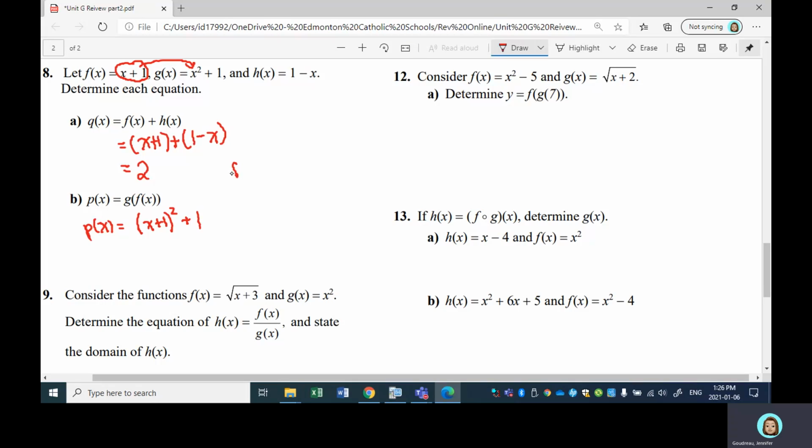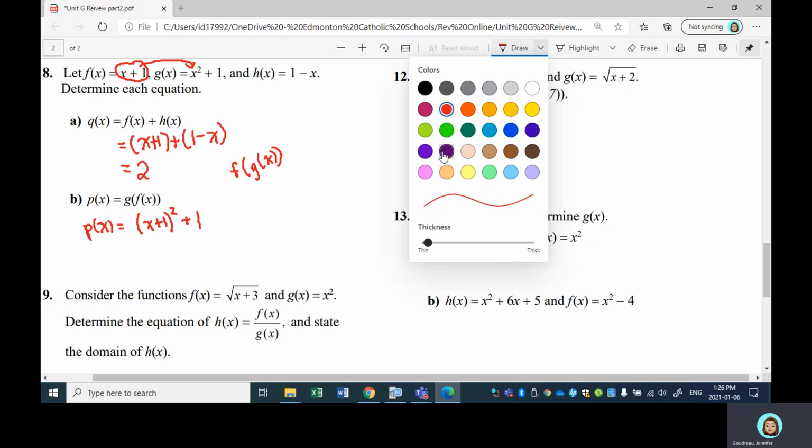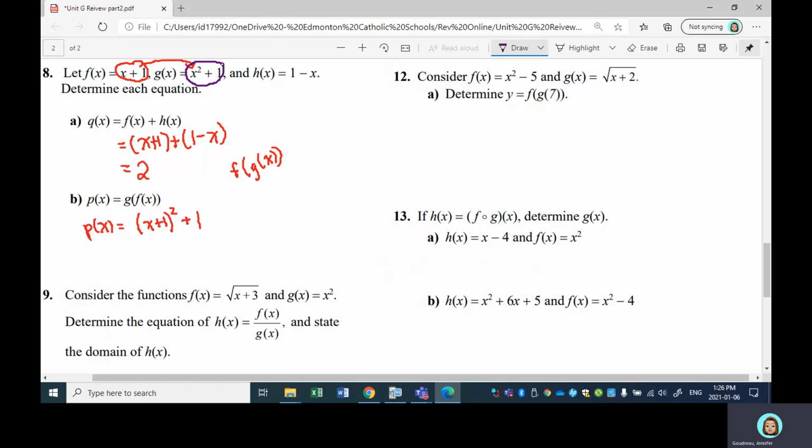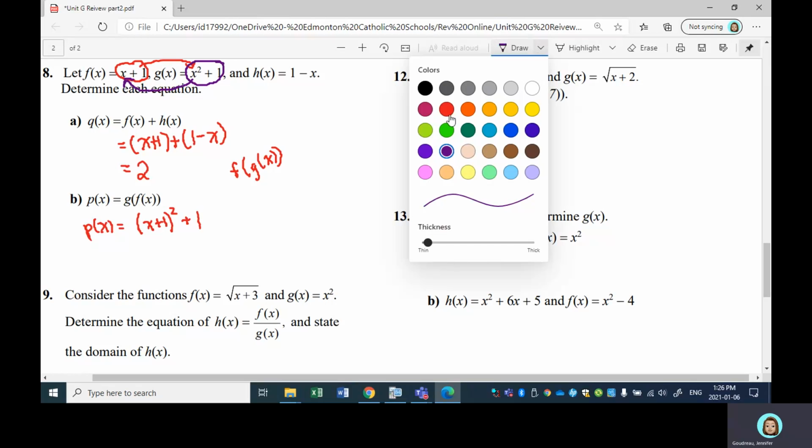Keep in mind that when we switch f at g, if I was to write it as f at g at x, that means something different. F at g at x means we would be taking the whole thing of g at x and putting it in for x in f at x. So the order of the f and the g are very important. The one that's listed second is the inside function. It's the one that's being put into the outside function. Okay, but let's get back.